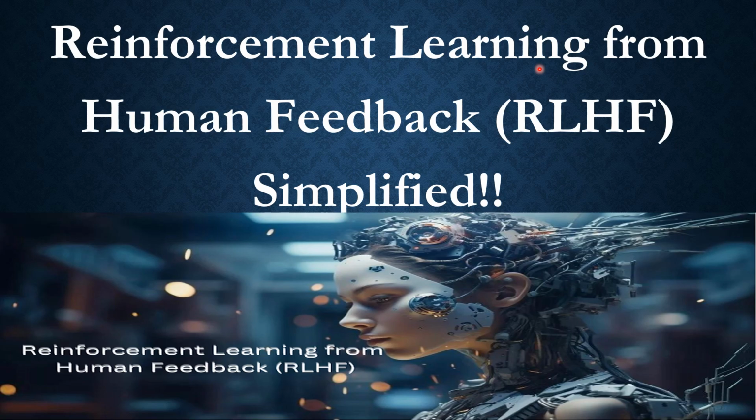In traditional reinforcement learning, an agent such as a robot or an AI system learns to make decisions by interacting with the environment and receiving feedback in the form of rewards. And the agent's goal is to maximize the cumulative reward over time.